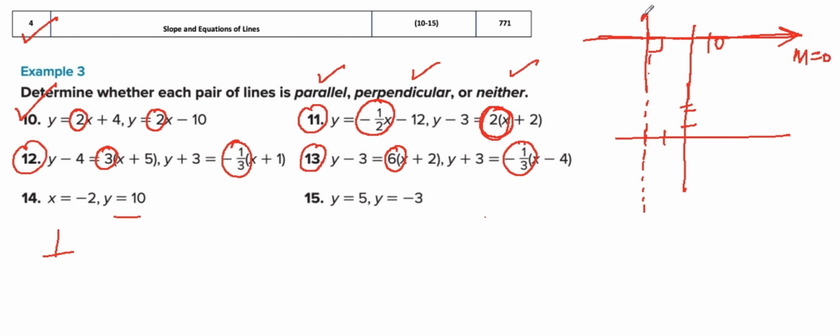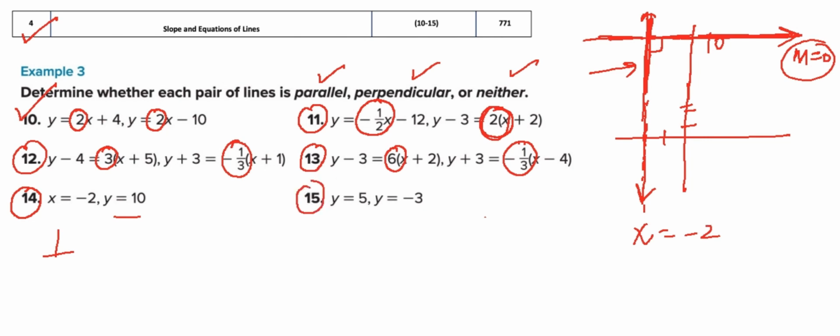The slope of a horizontal line is 0, and the slope of a vertical line is undefined. So here you don't need to find the slopes, you just need to draw the diagram and you can check they're perpendicular. So this question number 14, its slope is 0, and the vertical line is x is equal to minus 2. Its slope is undefined. Always remember, the slope of a vertical line is undefined and of a horizontal line is 0, but still they are perpendicular.